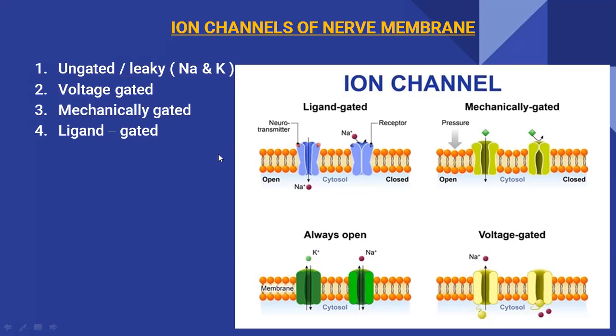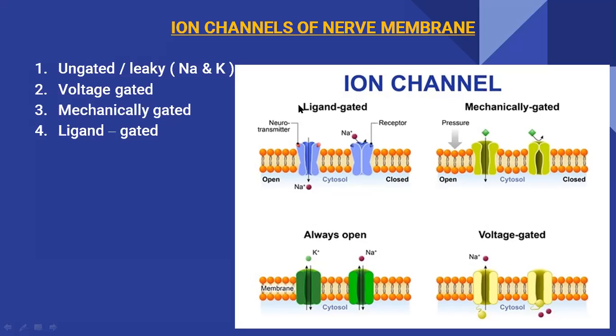These ligand gated channels are present on the synaptic membranes. Presynaptic and postsynaptic membranes will be there. On the postsynaptic membrane, these ligand gated channels will be there. Each neuron will have presynaptic areas and postsynaptic areas, and on the postsynaptic membranes, these ligand gated channels will be present.